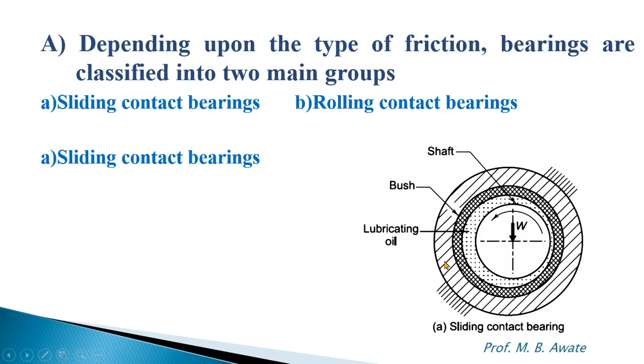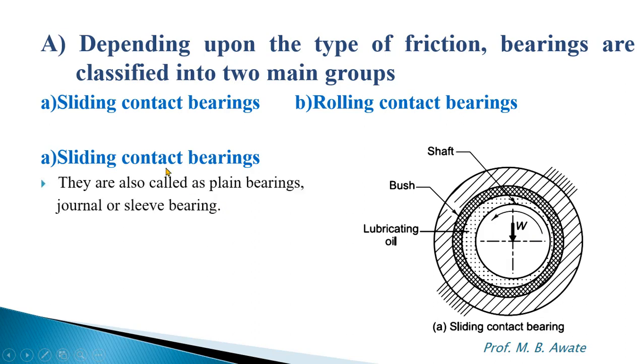And you can see here at the outer side there is a bearing, and in between the outer surface of the shaft and inner surface of the bearing a rubber bush has been fitted, and the shaft and this bush surfaces are separated by means of a lubricating oil. So we will see what is sliding contact bearing.